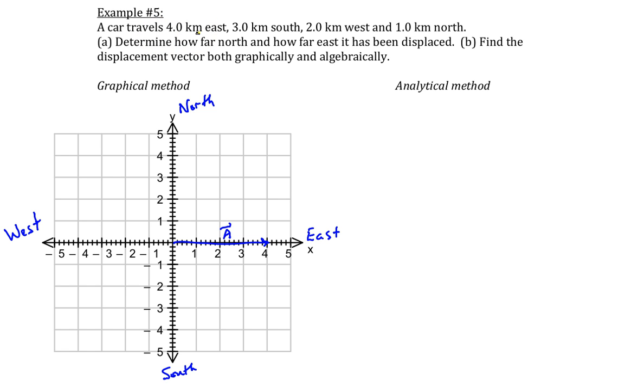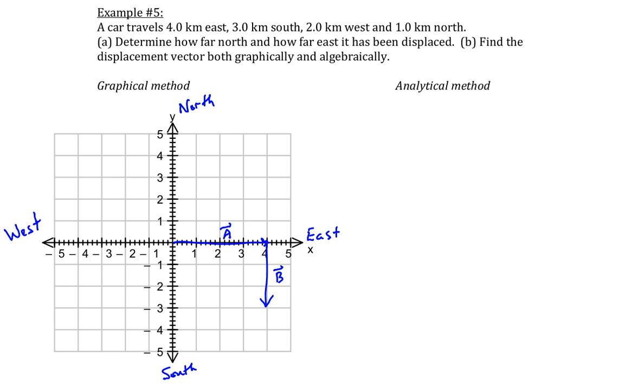Now after that, the car then moves 3 kilometers south. We draw the second arrow starting where the first one ended. In other words, you're going to put the tail of your second arrow at the tip of the first. So we're now moving 3 kilometers south. That's going down the negative y-axis. And so we're now going to draw an arrow going 3 units down. That's vector B.